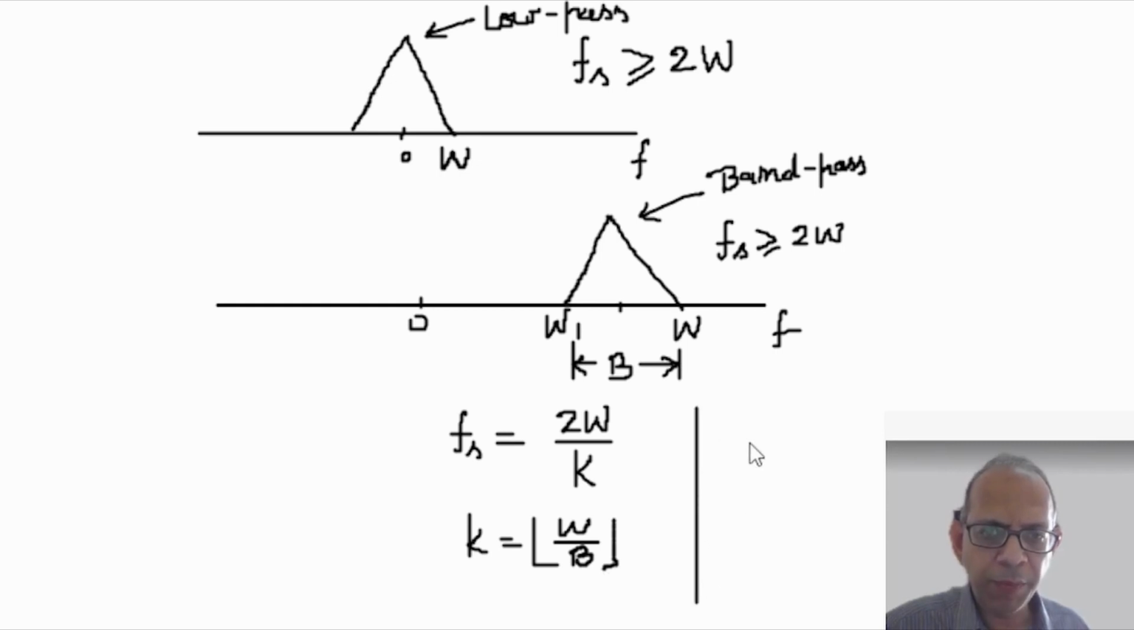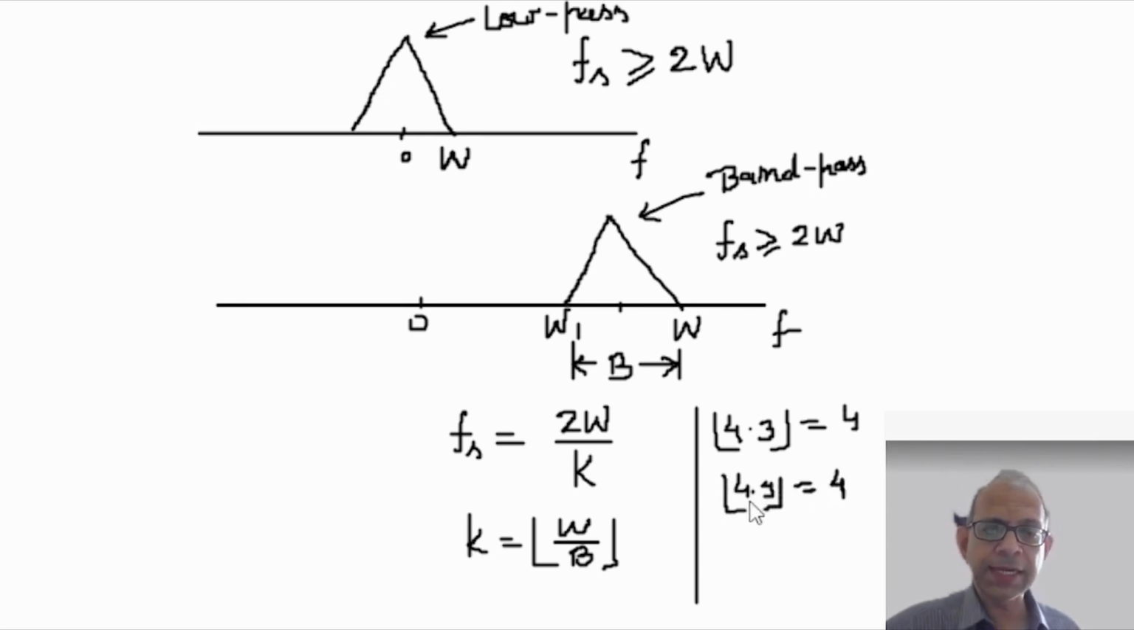Let us recall what we mean by a floor function. Suppose 4.3. What is the floor of 4.3? It is 4. The largest integer not exceeding 4.3 is 4. Say 4.9. What is the floor of 4.9? It is again 4. Because the largest integer not exceeding 4.9 is 4.